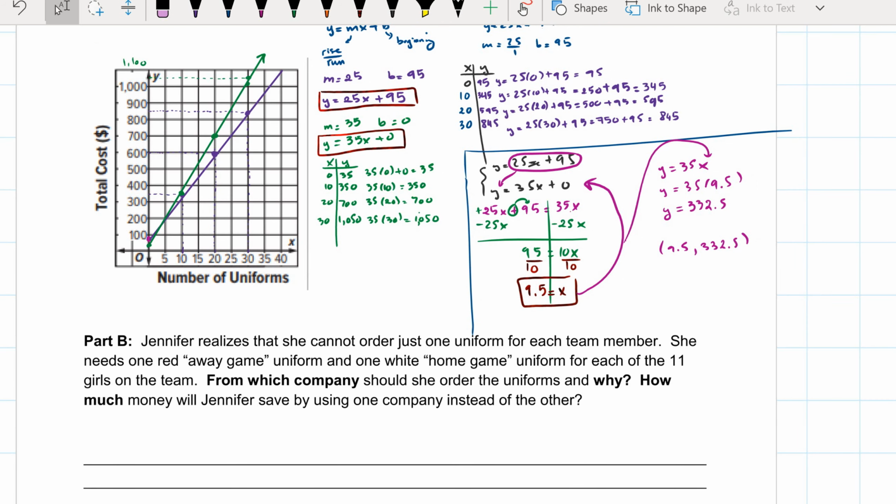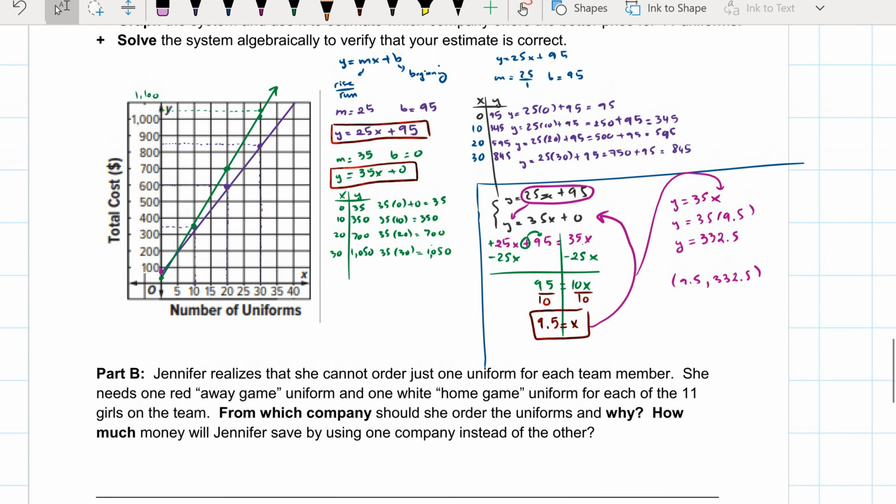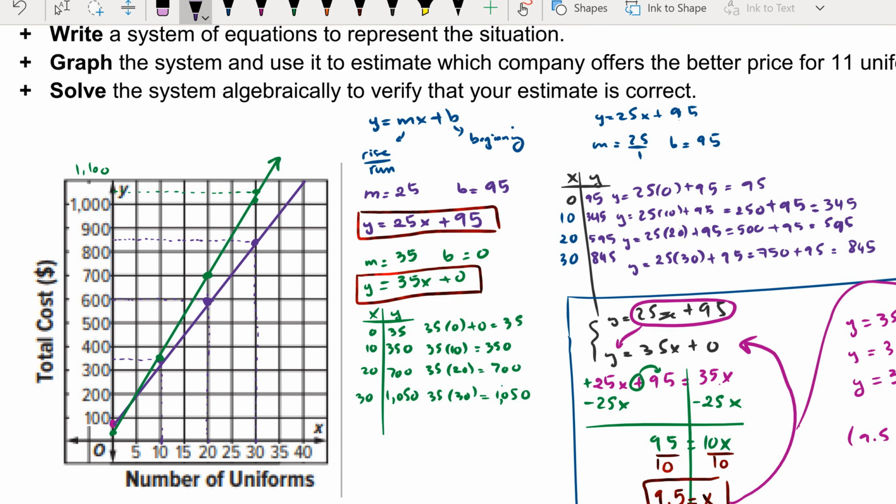So she needs to buy 11 uniforms, but it's going to be two types. One is red and one is white. So that's going to be 22 uniforms. So based on our graph, I think I need to label this really quick. The purple line stands for Unique for Me, and the other one is Sport Shopee, it was in green.